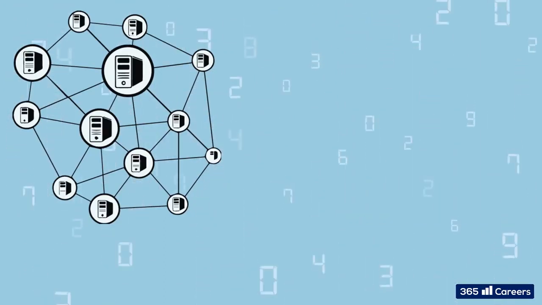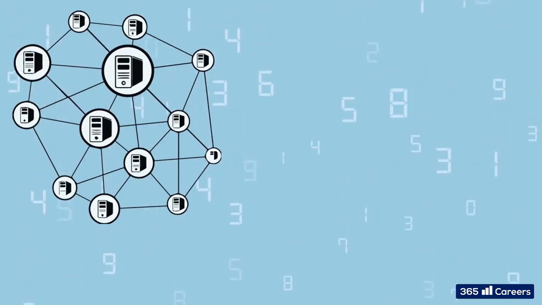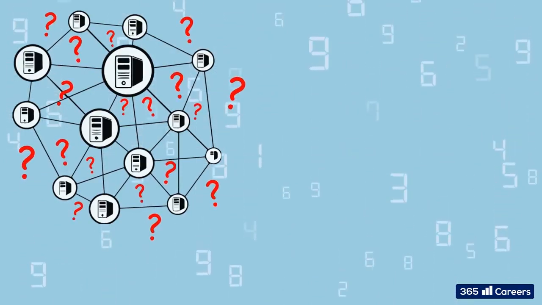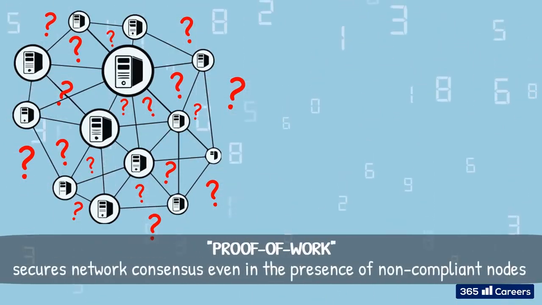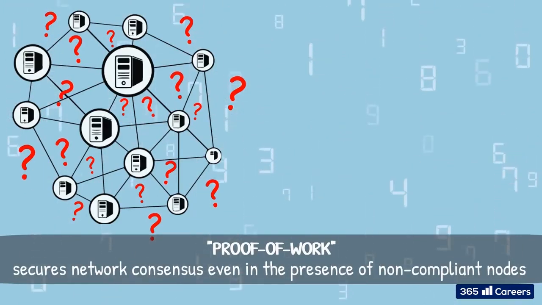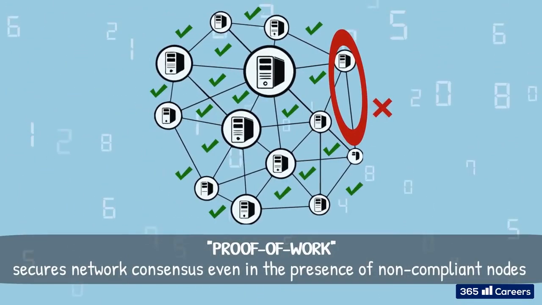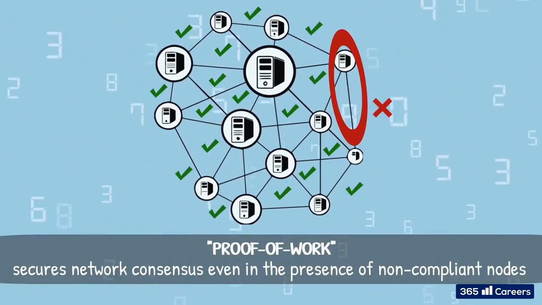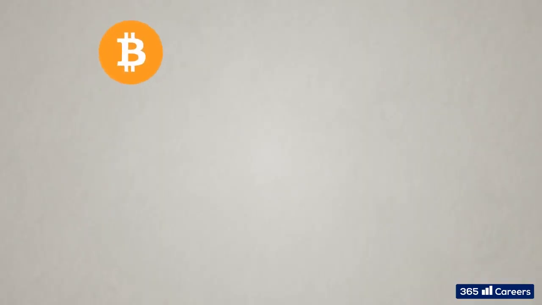In the context of the Byzantine fault tolerance algorithm, the important concept to grasp is that these mining nodes start from the assumption that nobody else on the network can be trusted. Proof of work secures network consensus, even in the presence of non-compliant nodes. That is, even if there are some Byzantine generals who are not acting in the army's best interest, coordinated action can still be achieved. Let's see how this mechanism works in Bitcoin.